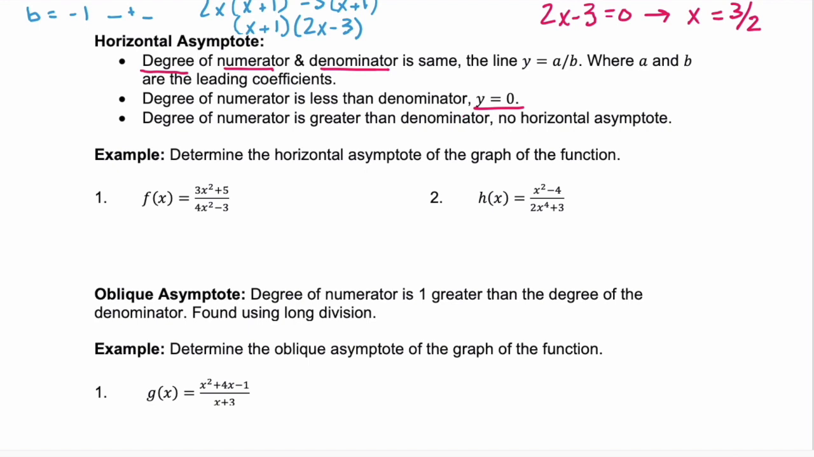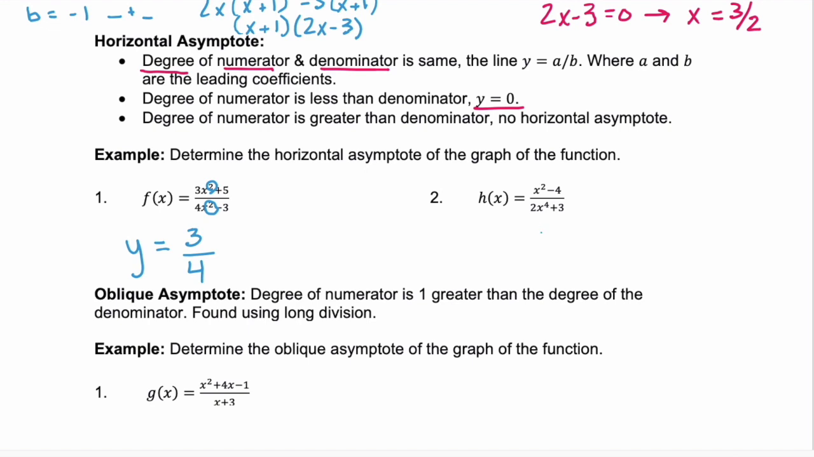Okay, so our first example here, the degree of the numerator is 2 and the degree of the denominator is 2. The degrees are the same, so we're going to have a line y equals the ratio of the leading coefficients. The leading coefficient of the numerator is 3 and the denominator is 4. So y equals 3/4 is going to be our horizontal asymptote.